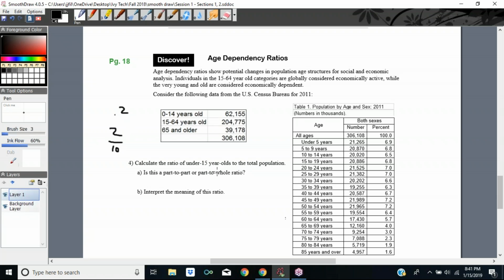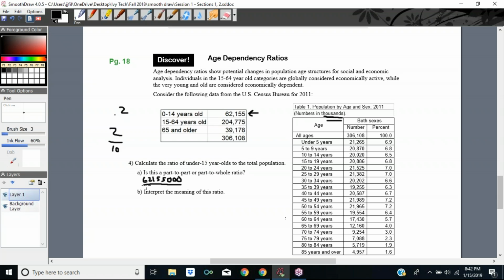That's what that means. And so let's look at number 4. Number 4 says calculate the ratio of under 15-year-olds to the total population. So we've already got these broken into the categories here. So the under 15s is 62,155. Now I want you to notice that it's actually 62,155,000 because the numbers are given in thousands, okay?